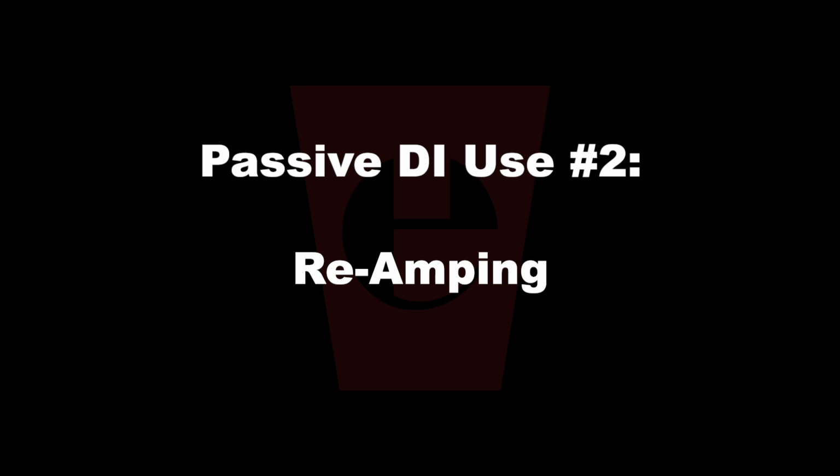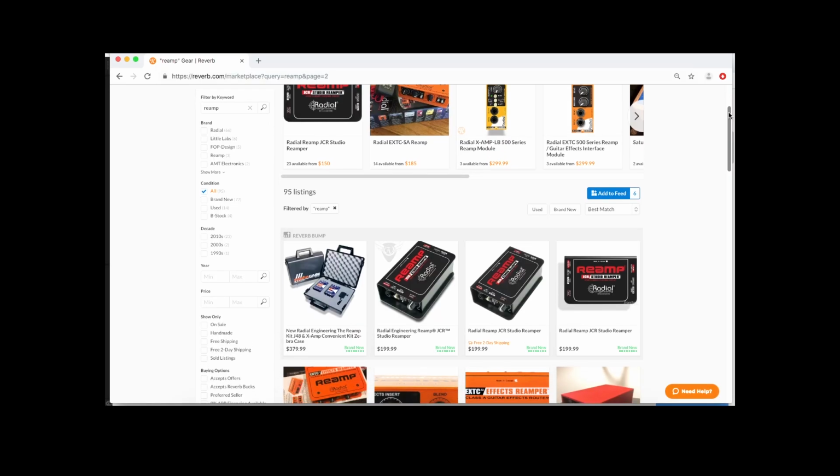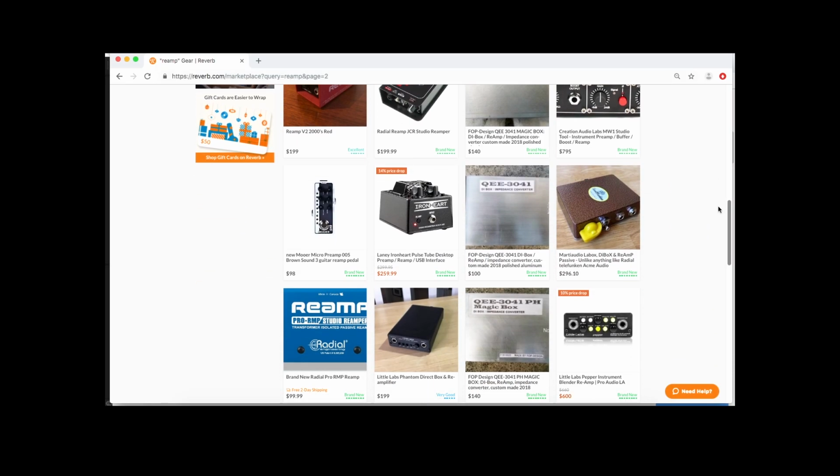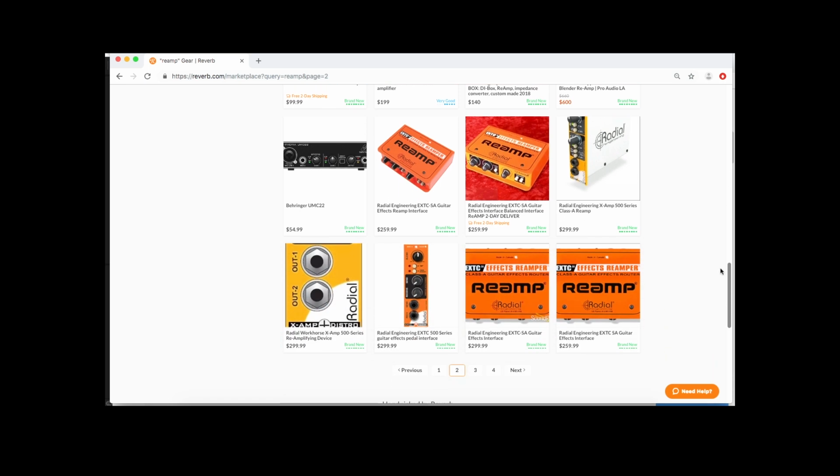Hey, reamping. This is when you have a line level recording of a direct signal that you'd like to re-record through an amplifier at instrument level. Essentially, we're running the signal here in reverse. There are several purpose-built boxes made for reamping, but you can also accomplish this with a passive DI.